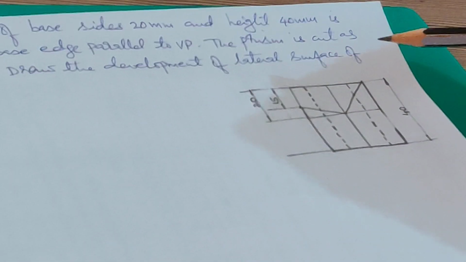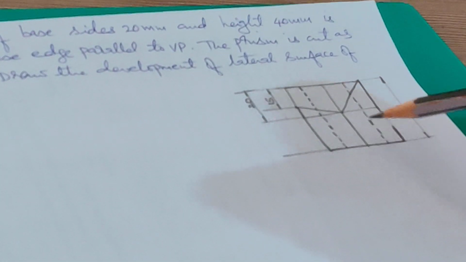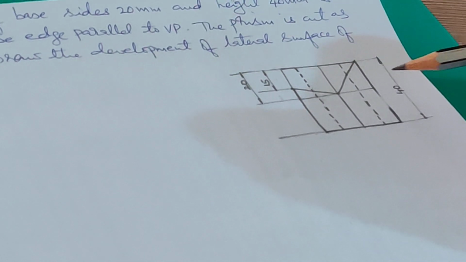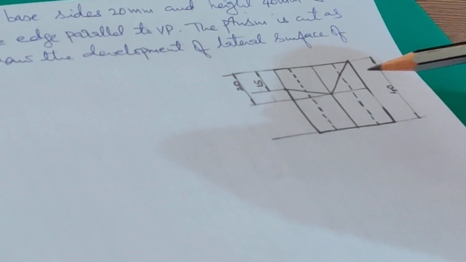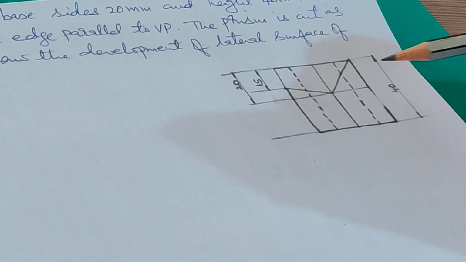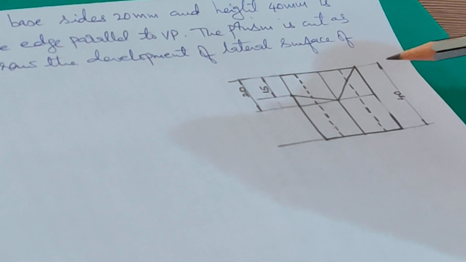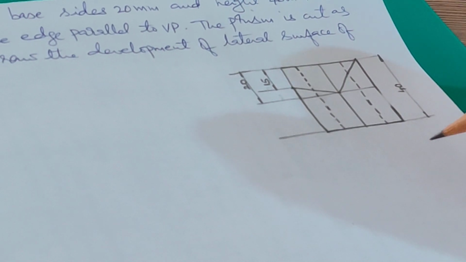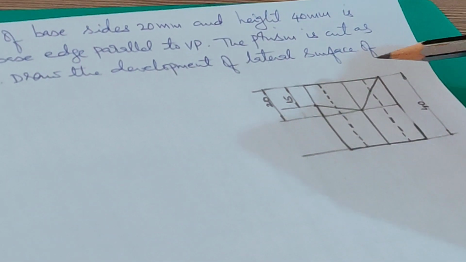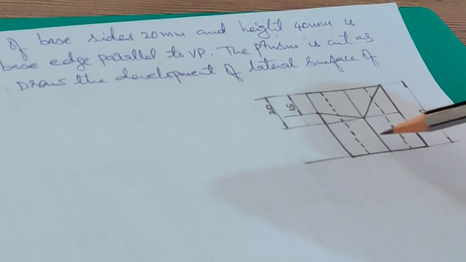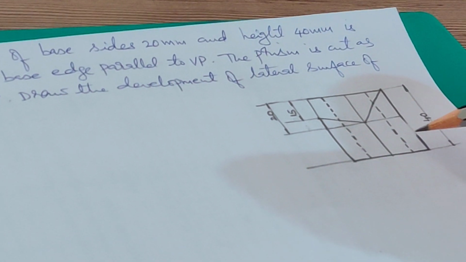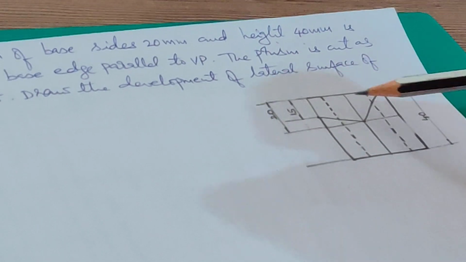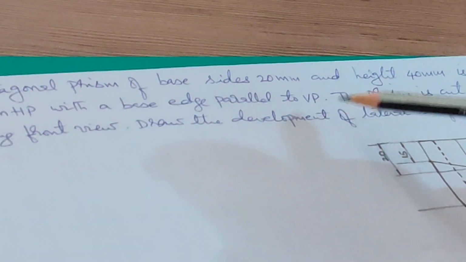And the other specialty is these two edges are shown dotted in the front view. So based on this, you should be able to imagine what should be the front view like. How should the front view be drawn? The top view be drawn. This is the front view. In the front view, you are given these two longer edges invisible. Okay. So of course it is given that a base edge is parallel to VP.